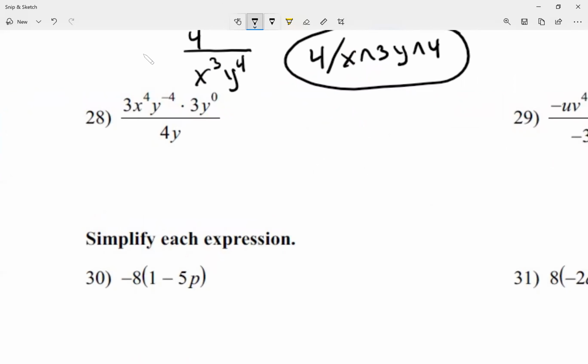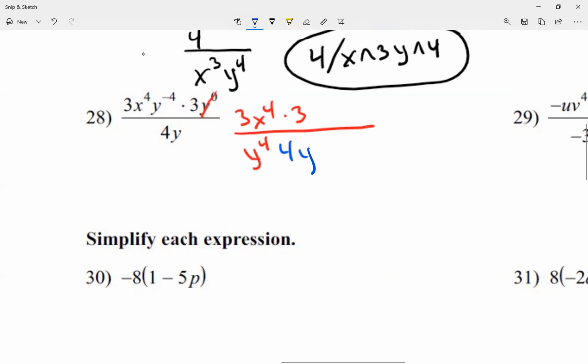Now, question number 28. I see some negative exponents. I'm going to simplify things out. On the top, I'm going to keep a 3x to the 4th, right? They have positive exponents. The y to the 4th, I'm going to bring it to the bottom. And there's still a 3 on the top. My y to the 0, I'm not even going to worry about it. Now, from the bottom, I'm going to keep the 4 and the y at the bottom. They both have positive exponents.